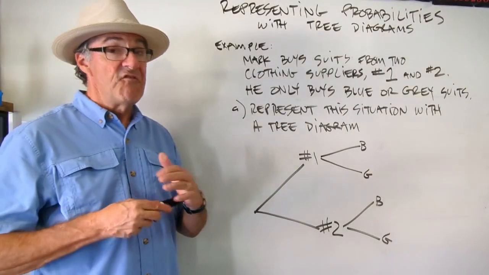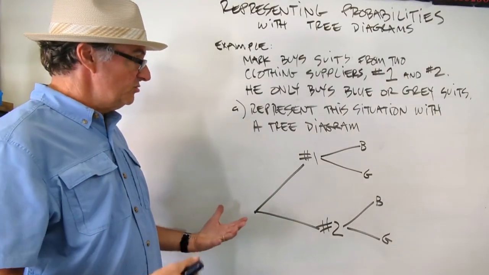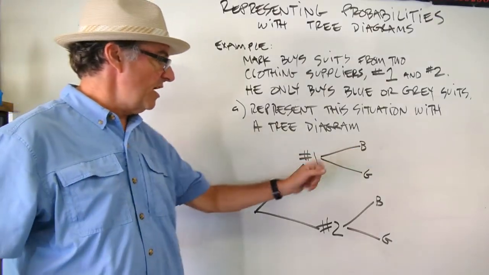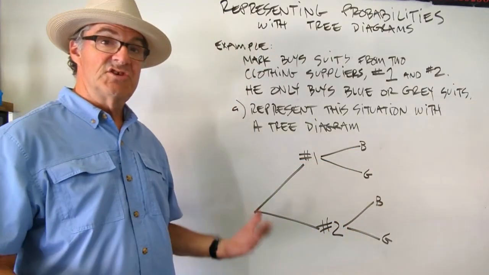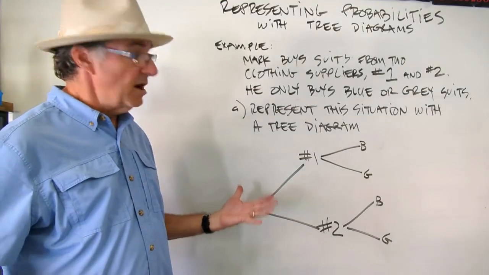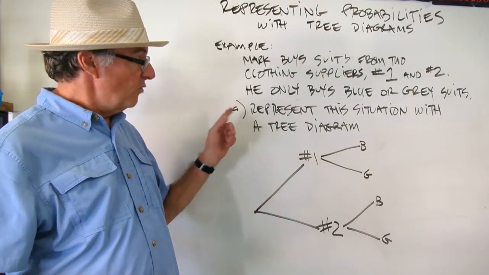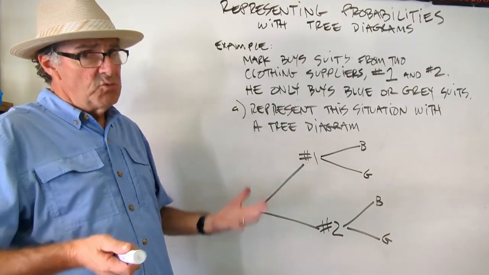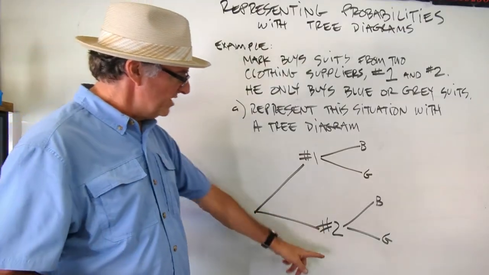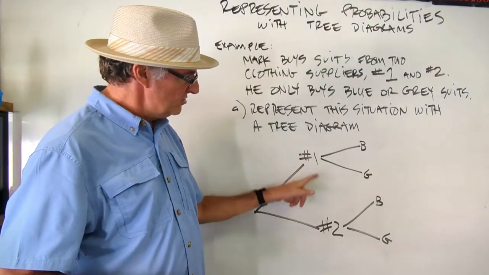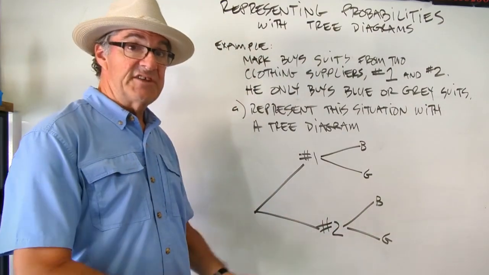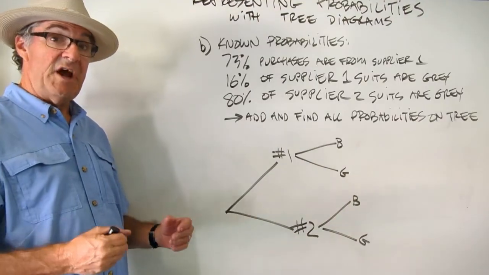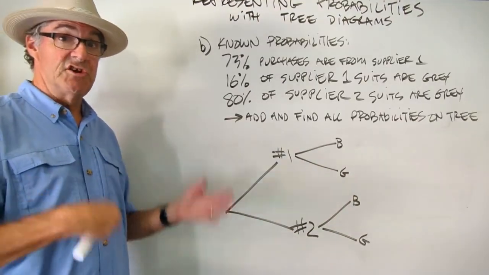So there's actually 4 different outcomes for the situation. There's 2 outcomes, blue or gray, for supplier 1, and there's 2 outcomes, blue or gray, for supplier 2. So that is a probability tree diagram for our situation. Now, maybe you want to label it a little bit more fully. Maybe you'd want to say clothing manufacturers or suppliers 1 and 2, and then spell out the colors, but essentially that's what we've got.